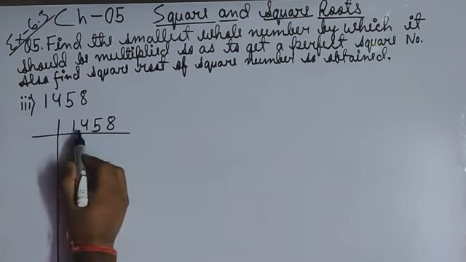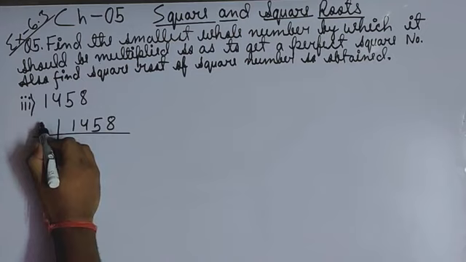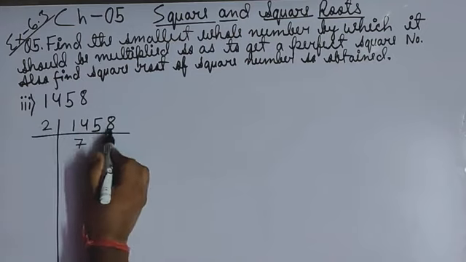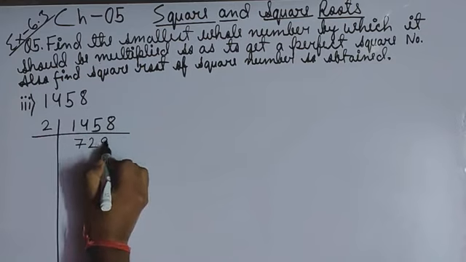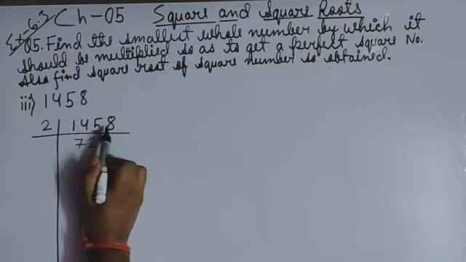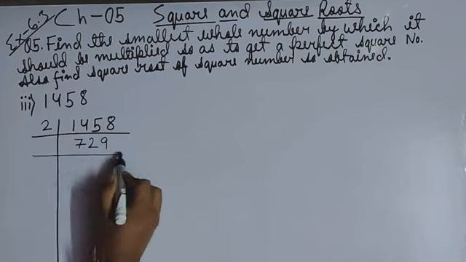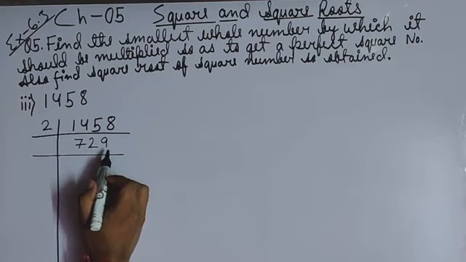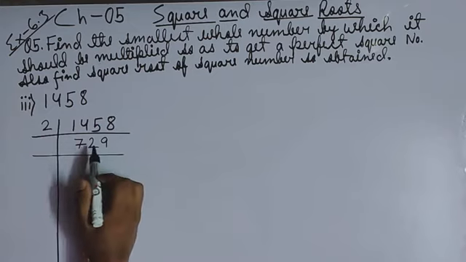Since this is 1458, at the end there is an 8, so this number will be divisible by 2. When we are dividing it by 2, 2 7s are 14. Then we have 5 8, that divided is 729. When we are dividing 1458 by 2, we are getting 729. Now the number at the end is 9, so this number will not be divisible by 2. We will check whether this number is divisible by 3 or not. For finding out whether it is divisible by 3, we will add the digits.